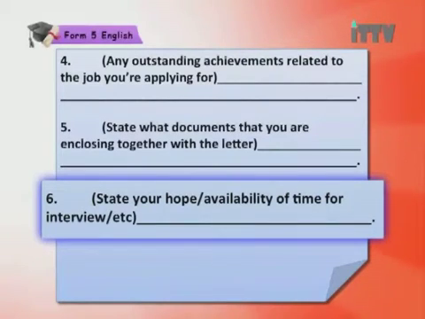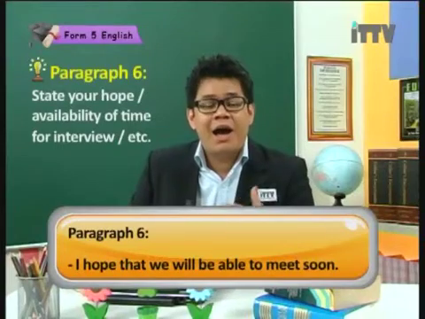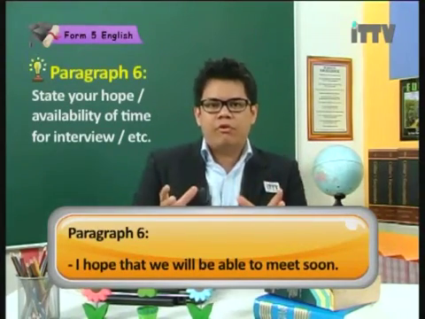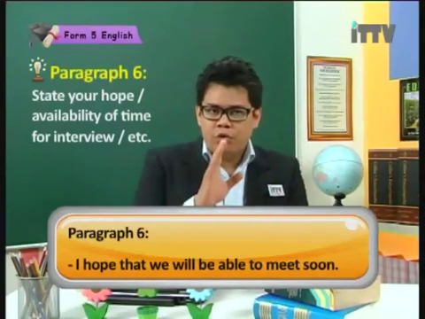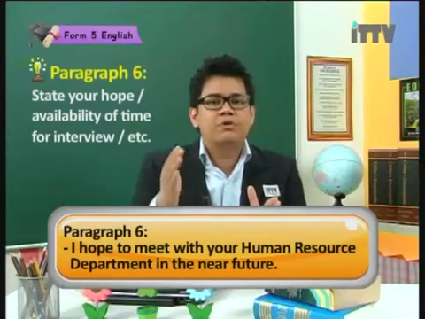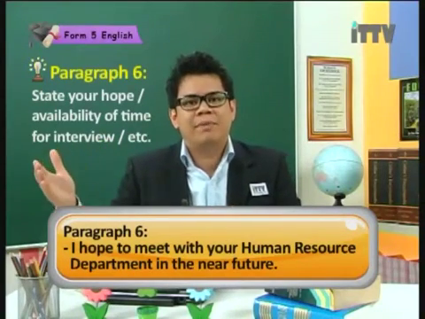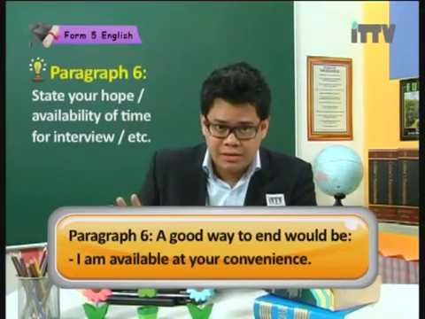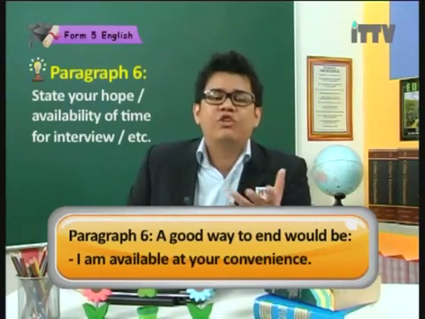Sixth, state your hope, availability of time for interview, and things like that. Now finally, state your hope. I hope that we will be able to meet soon. Now to make it more formal, whenever you write a letter to apply for a job, you'll be writing to the HR department, the Human Resource Department. So you can say something like, I hope to meet with your Human Resource Department in the near future. Now you need to tell them when you're available. Now a good way to end would be, I am available at your convenience.